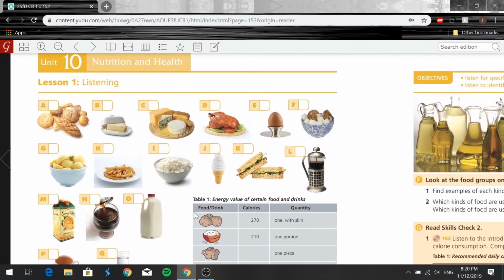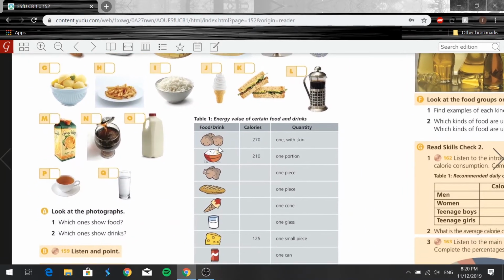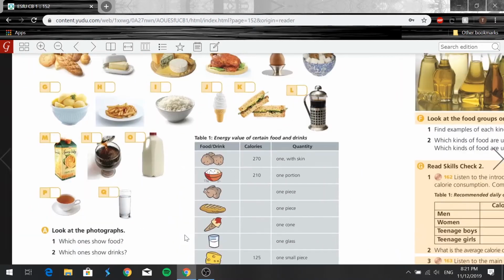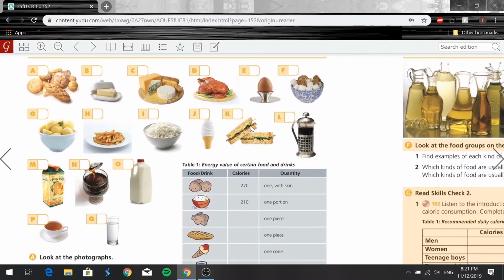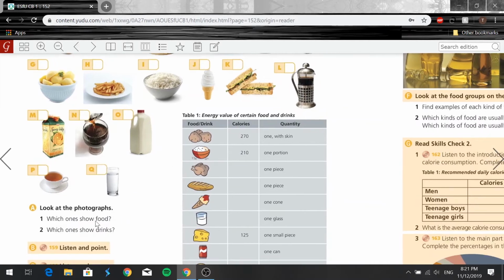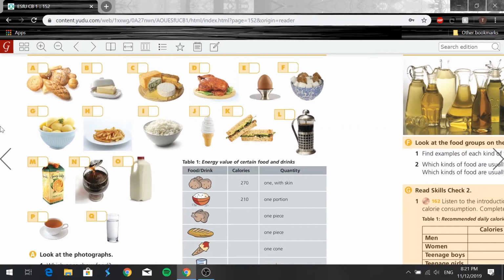So now let's go to lesson 1, listening. Right? So look at the photographs above. Here we have different dishes and different types of food, right? So which ones show food and which ones show drinks? Okay, so this should be pretty simple. A, obviously, food. B, food as well. C, food. D, food. E is food.